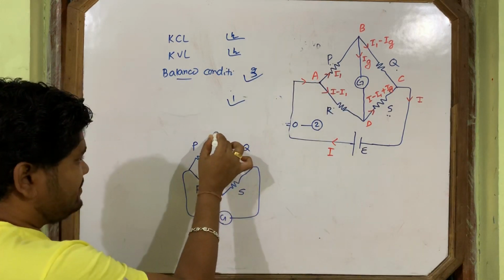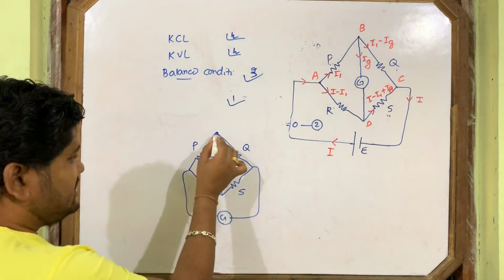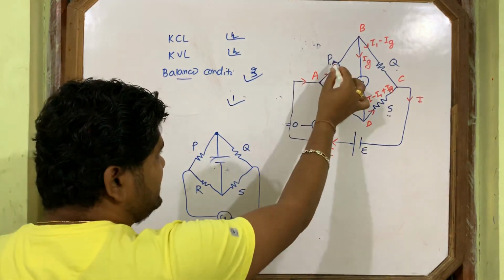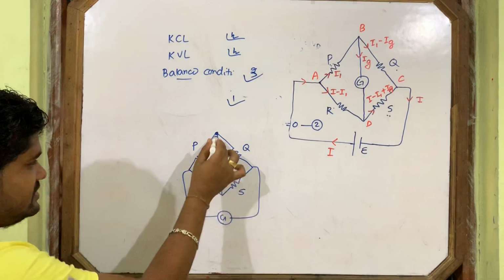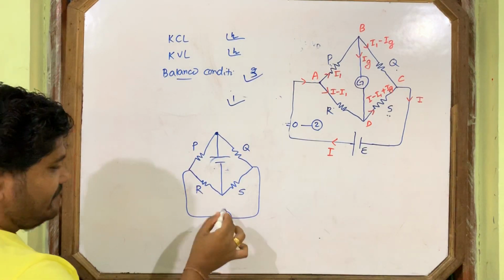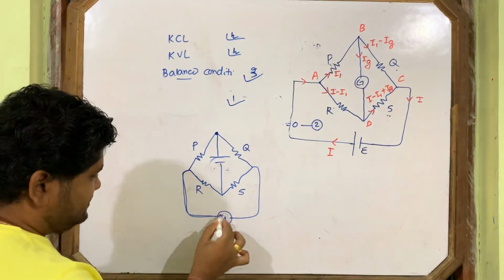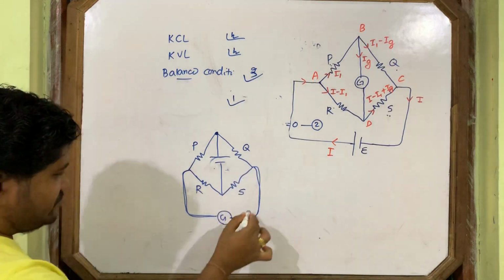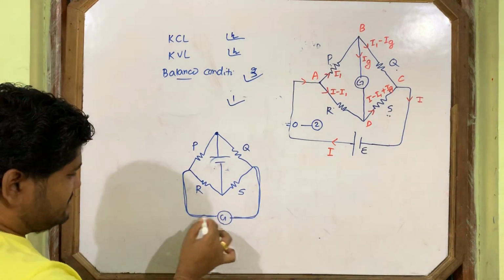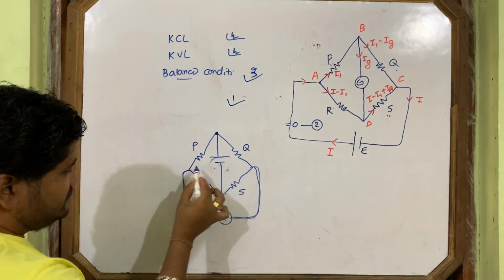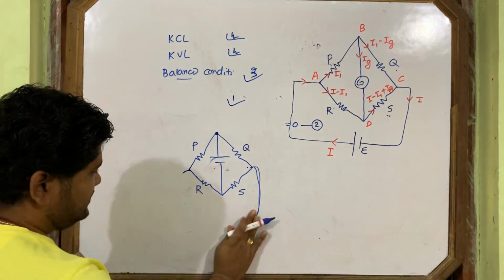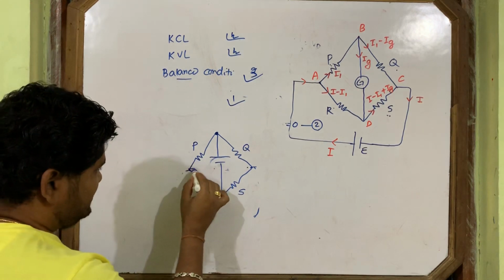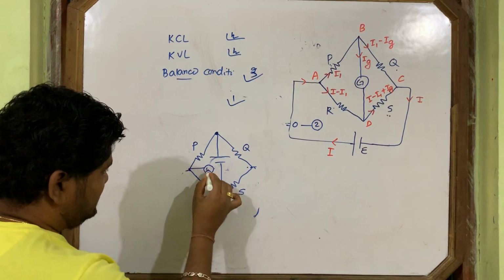You see, the cell point is here. From the cell point you are dividing P, then crossing the galvanometer Q, then R, S. Now you see, here the galvanometer is connected between these two points. I can also connect the galvanometer there. You see, this is the galvanometer.